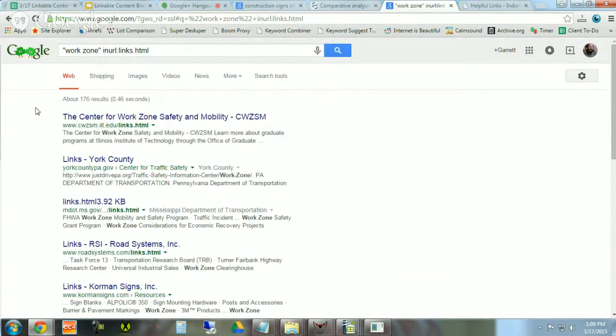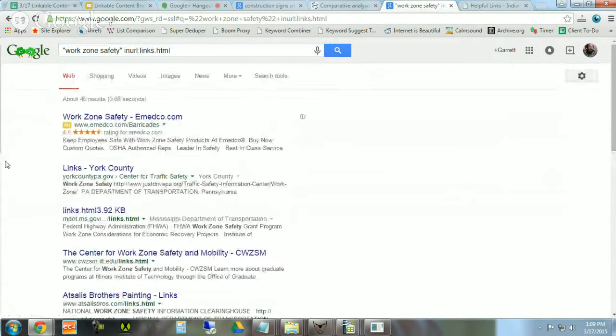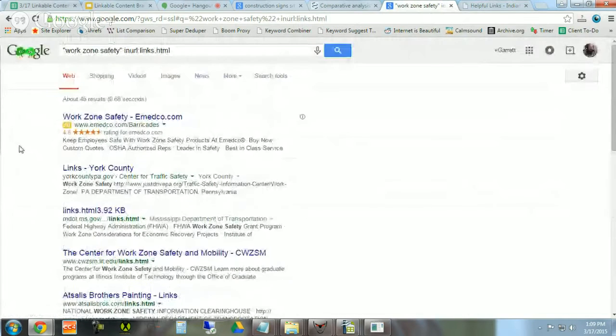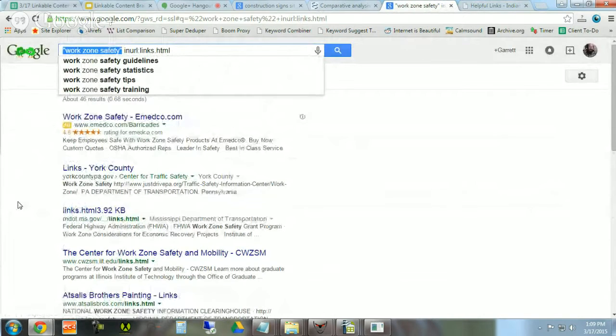So 176. Yeah, look at that. Center for Work Zone Safety. 46. Okay. Yeah, work zone safety. I'm excited. So now we've gone from construction signs to work zone safety as a potential topic. So then how do we help people interpret and present, how do you use signs to be as safe as possible on a construction site? That would be our general topic.